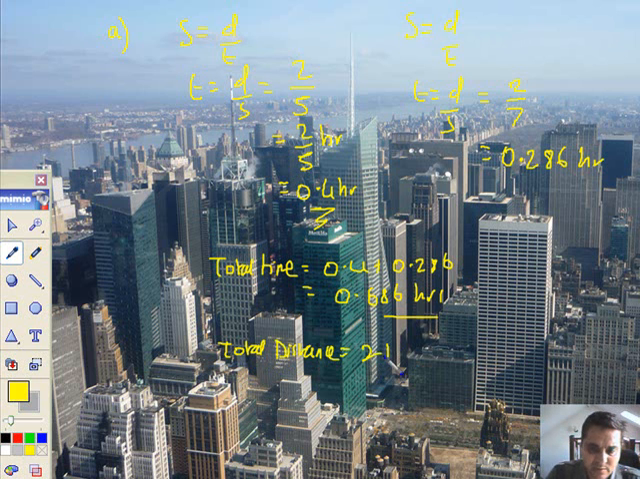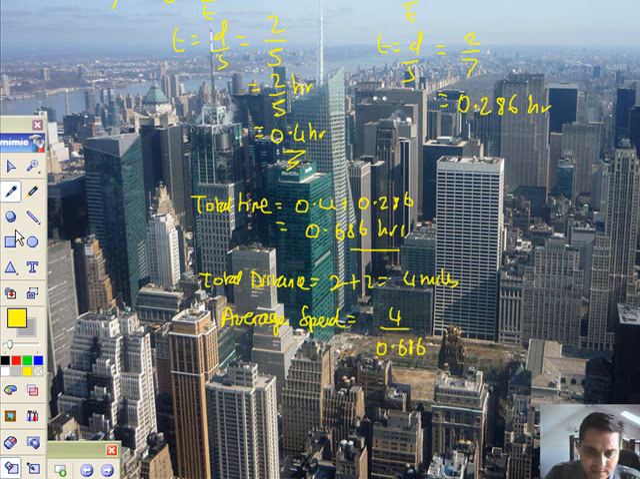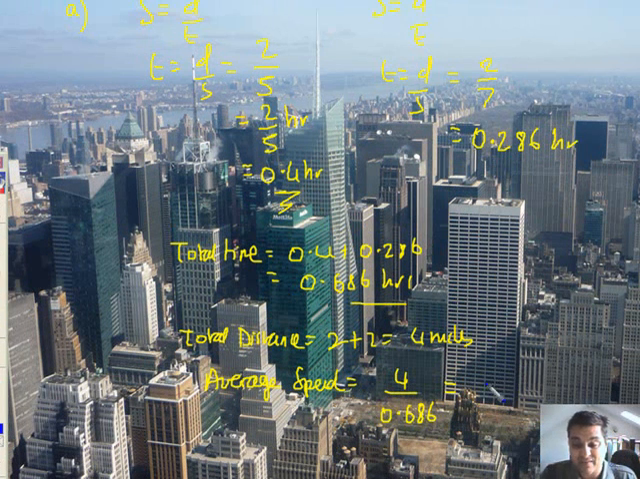Total distance, well, it's 2 plus 2, which is 4. That's 4 miles altogether. So look at the average speed. So the average speed is going to be the total distance over total time. That's going to be 4 over 0.686. Grab the machine. 4 over 0.686 gives us 5.83.